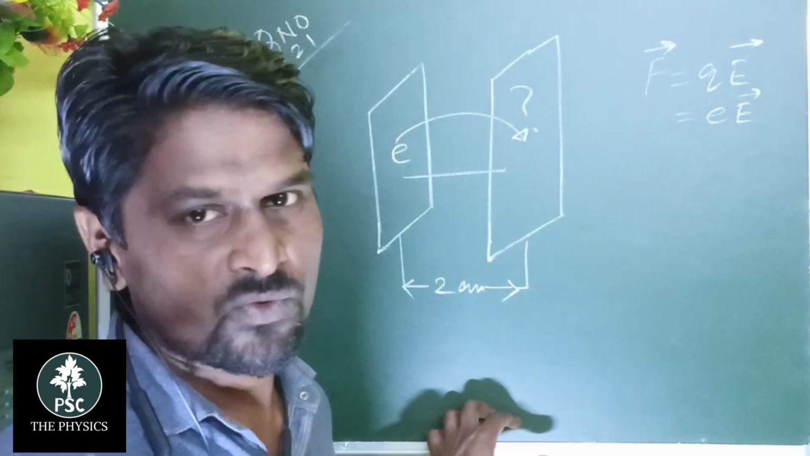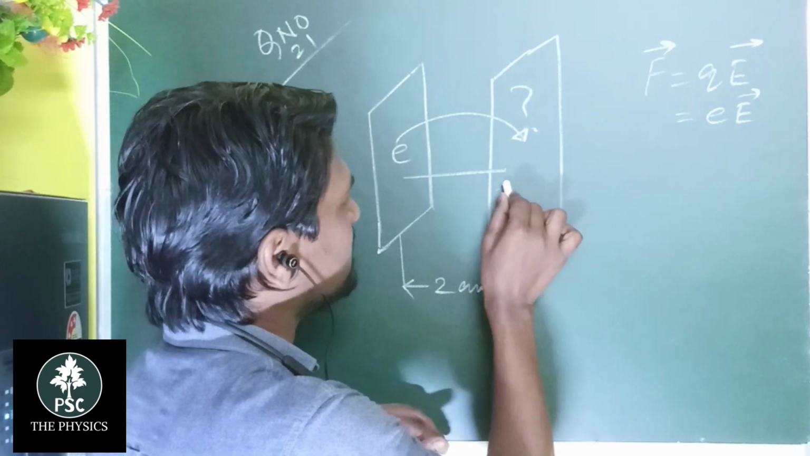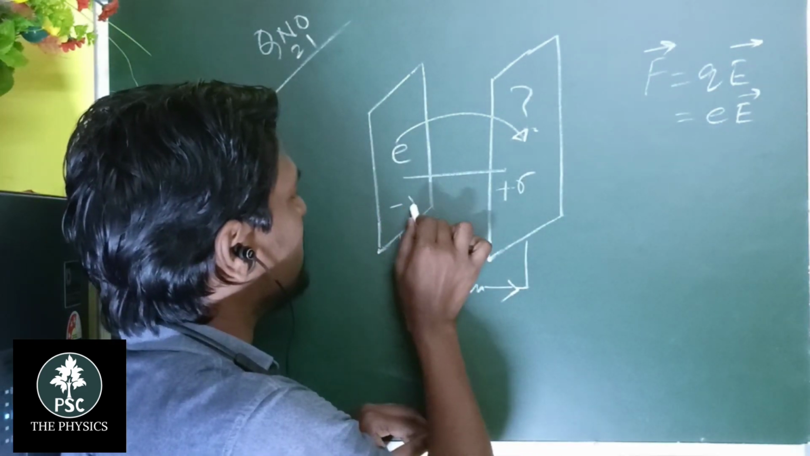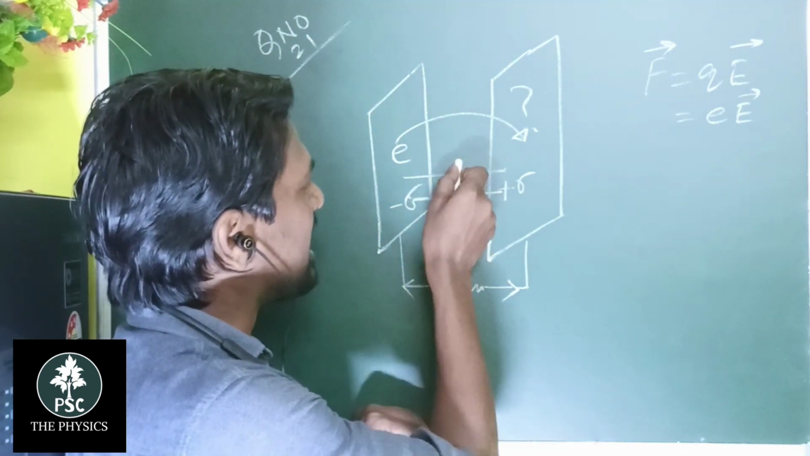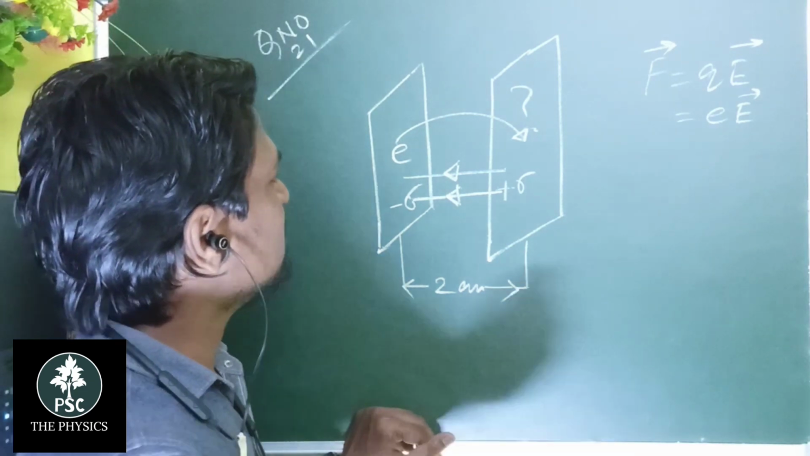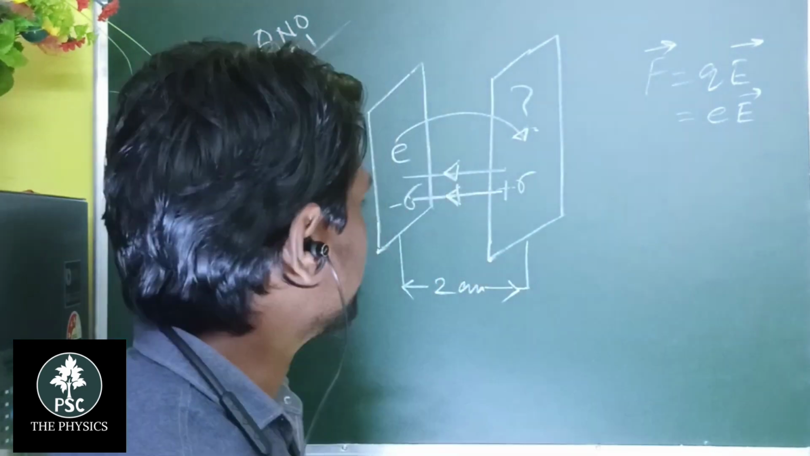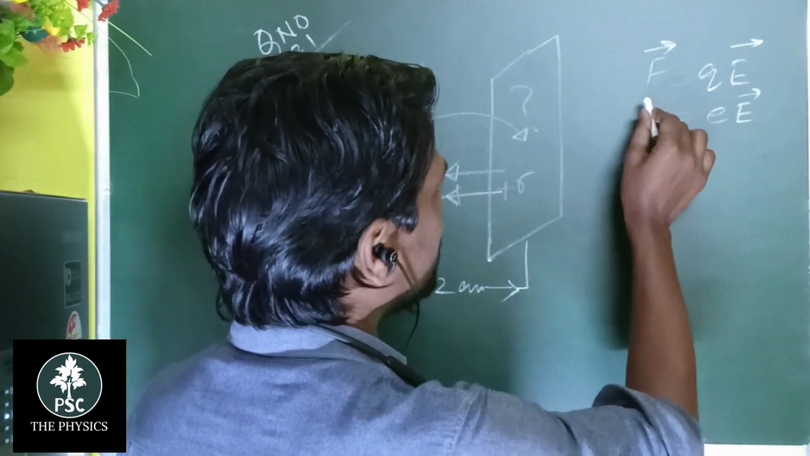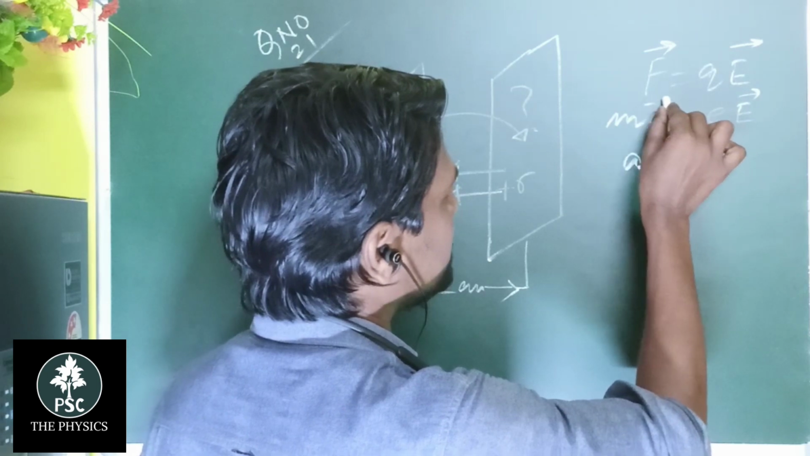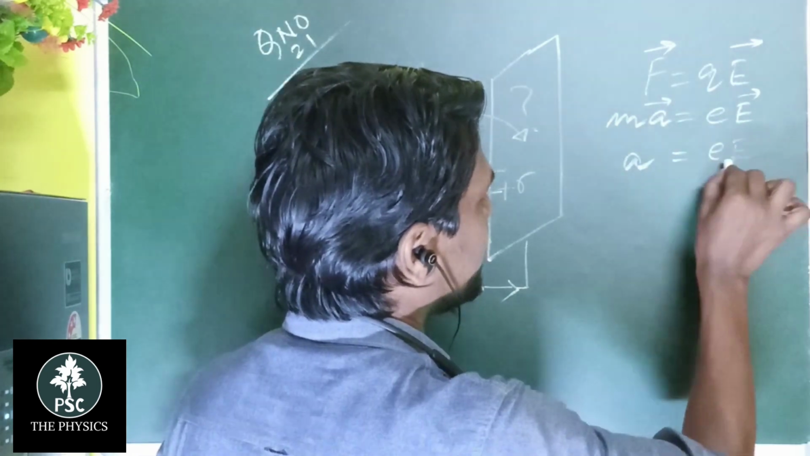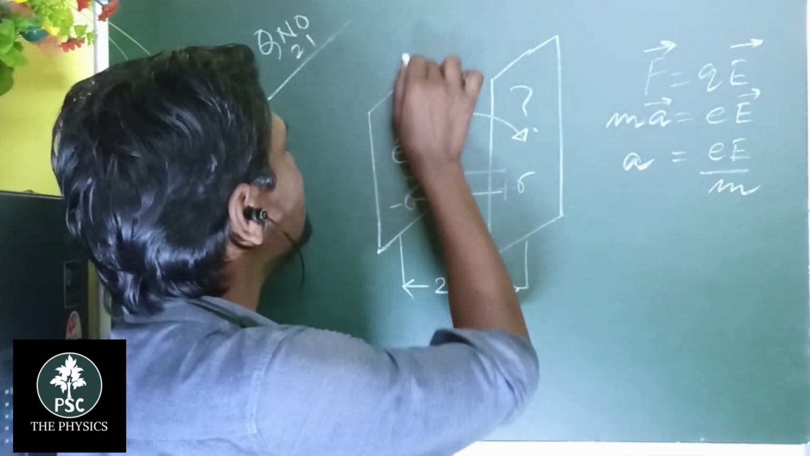Somehow there is an electric field from one plate to another, and a charge is related with it. Suppose this plate contains plus sigma and that one minus sigma, because the electric field acts along this direction. So we know that the electron moves opposite to the electric field. We know that force equals mass into acceleration, so here acceleration equals eE by m.